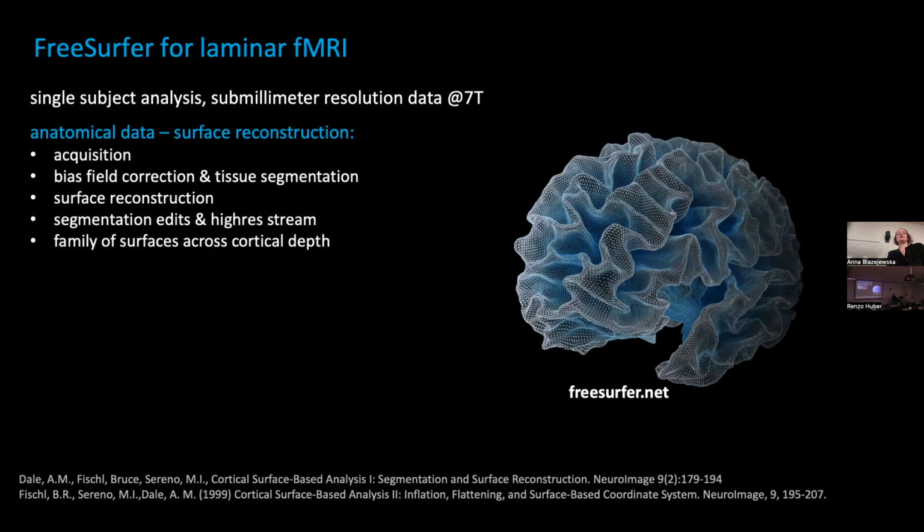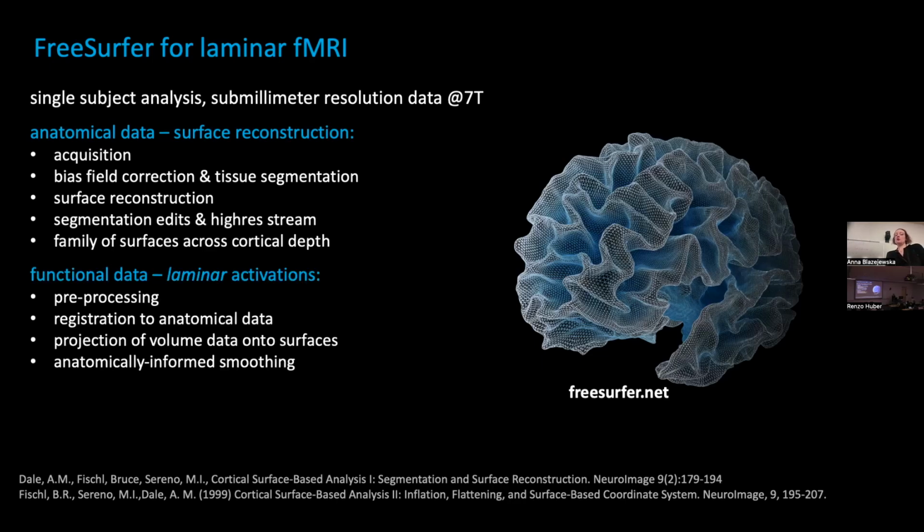And finally, I'm going to show you how we create a family of surfaces across cortical depth to create this sort of coordinate system that we can then perform our analysis on. Then I'm going to talk about the functional data, so we're going to look at this laminar level functional activations. I'm going to just briefly mention pre-processing. A lot has been said already about it today. I'm going to talk a bit about the registration and then projection of the volume data onto surfaces. And I'm going to show this previously mentioned anatomically informed smoothing as well that we developed a few years ago with John. And finally, I'm going to add a little bit on future directions.